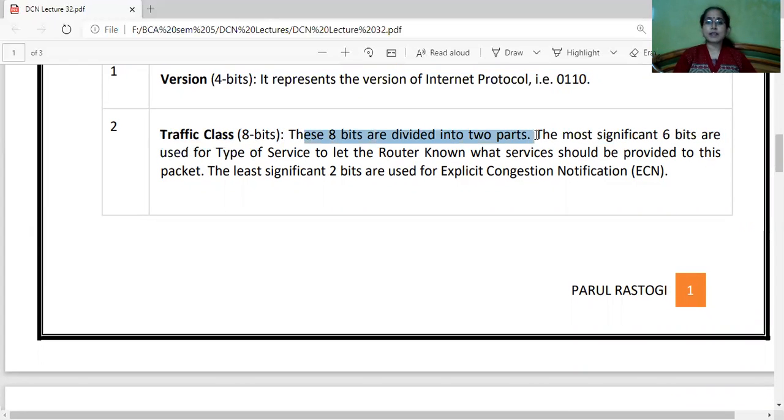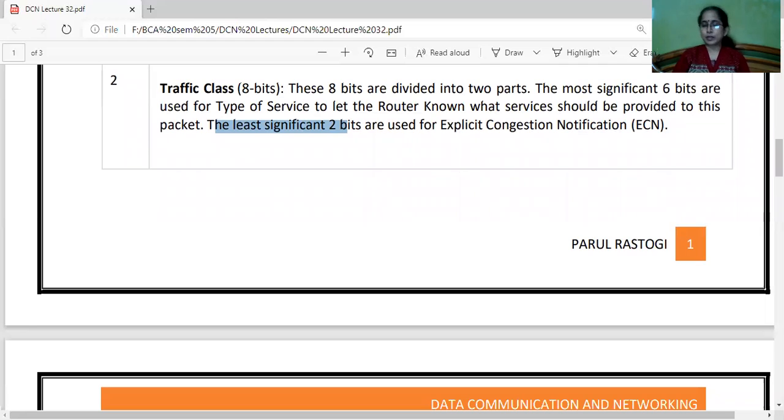Coming on to the next part of the first layer, traffic class. These 8 bits are divided into 2 parts. The most significant 6 bits are used for type of service. ये था IPv4 में, to let the router know what services should be provided to this packet, and the least significant 2 bits. Least significant left side के, most significant right side के bits, आपको पता होगा ये. Okay, the least significant bits are used for explicit congestion notification, कि अगर कोई कंजेशन है तो उसके बारे में कोई इंफॉर्मेशन.